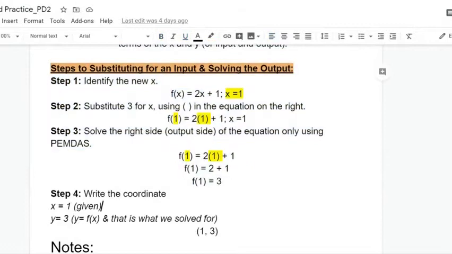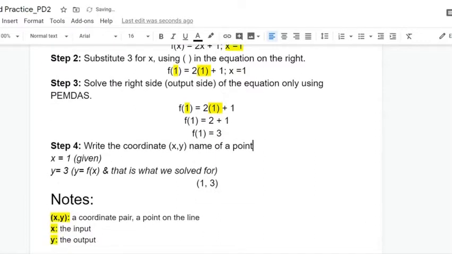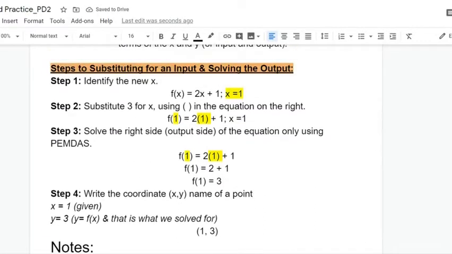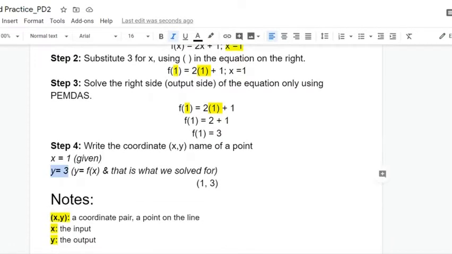And if you notice, step 4 has changed. So we're going to write the coordinate, and that is using our information of the x, y. So our coordinate is x, comma, y. That's the name of a point. Oops, arrow point. So the x is given. So if you look at step 1, we see the x equals 1. So the x is always going to be given, and we're solving for the y, because remembering that y equals f of x, or f of x is the same thing as y, and that is what we solve for.